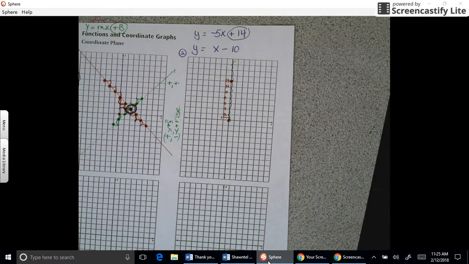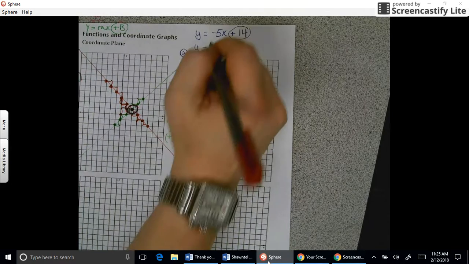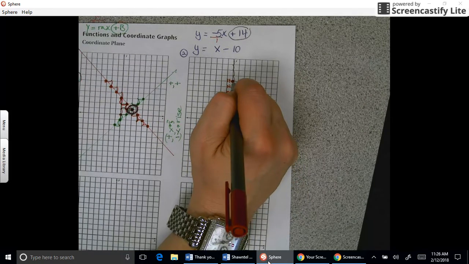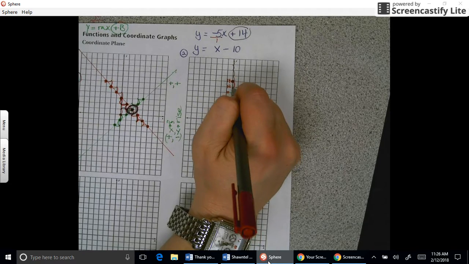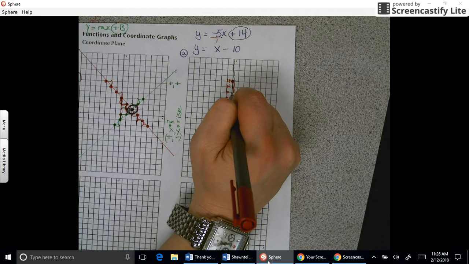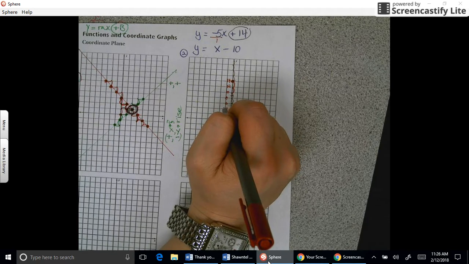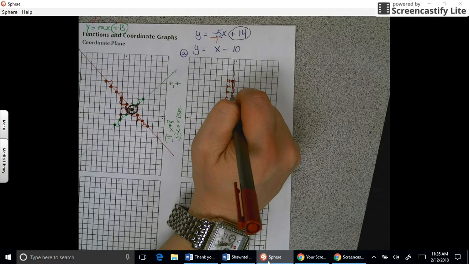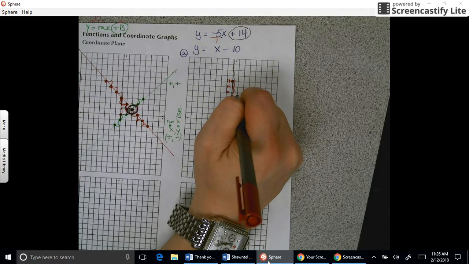Now I need my slope. My slope, -5, but I have to make it a fraction, so I'm going to put it over 1. So from my y-intercept, I'm going to count it down -5. But remember, each count is by 2. So this is down 2. This is down 4. Halfway is 5. So this is my halfway. And now I'm going to go over +1. And then I have a dot.